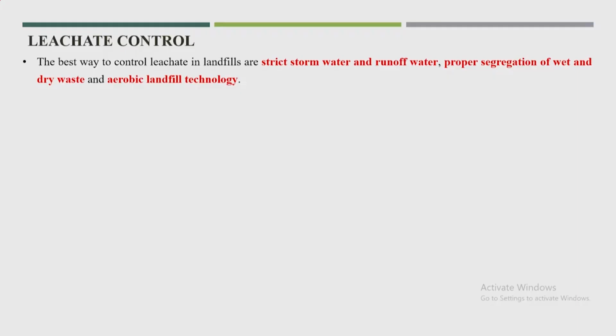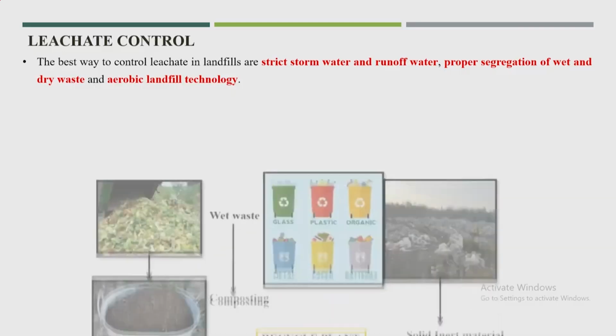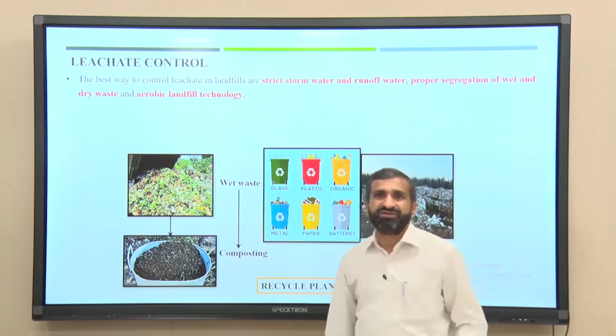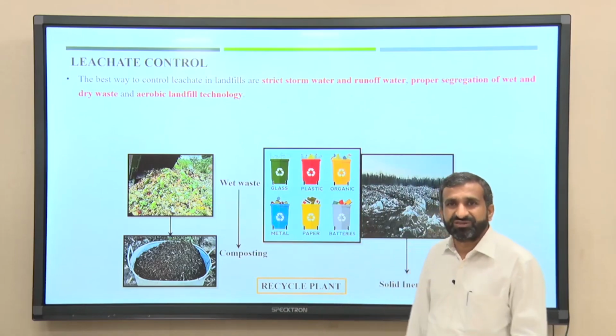The best ways to control leachate in landfills are strict storm water and runoff water control, proper segregation of wet and dry waste, and aerobic landfill technology. I think this is the best way we reduce and control it. As I was saying, the wet waste is not coming and going for composting, your recyclable matter is also not coming, only the solid inert material is reaching the landfill site. So, you need not worry much about the landfill, your leachate production will be very low.